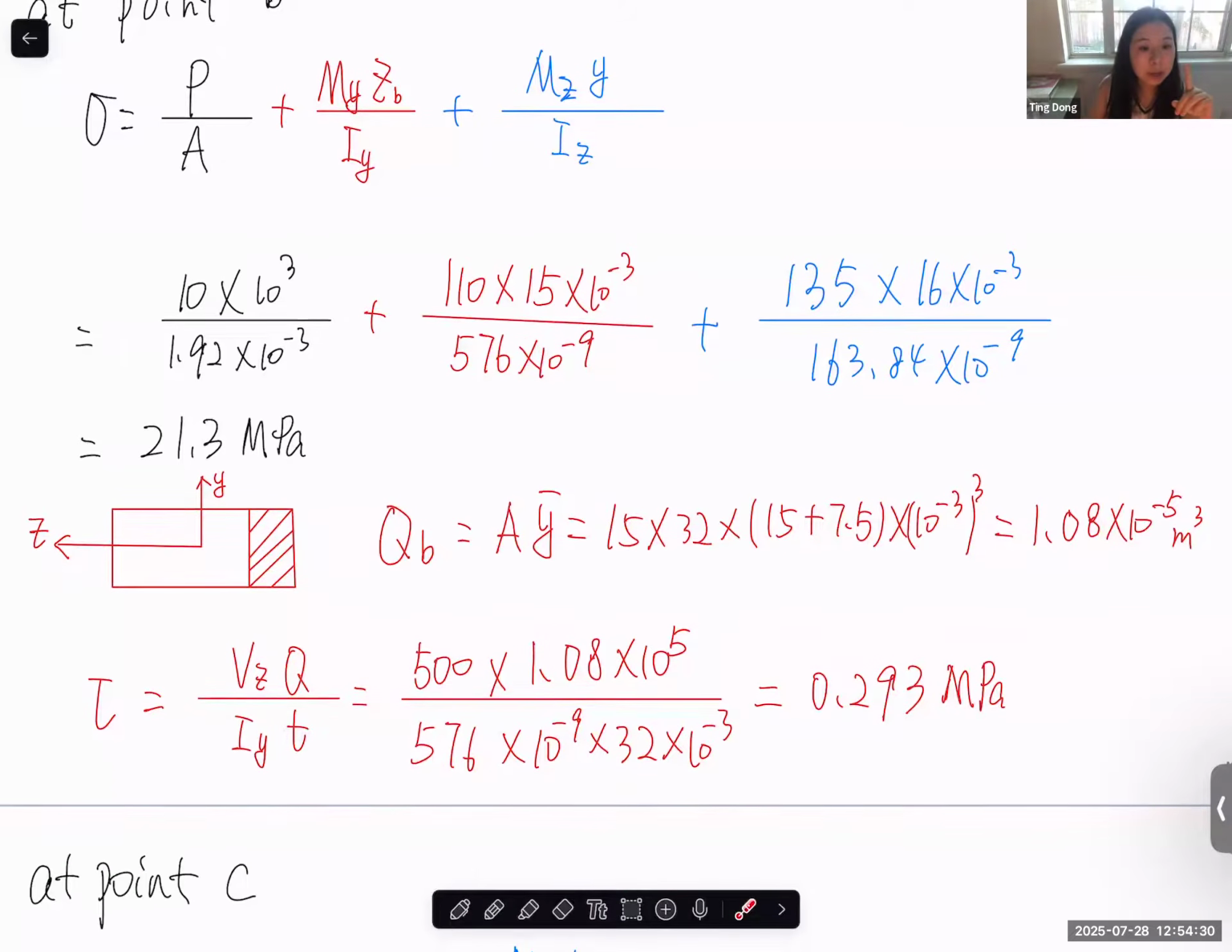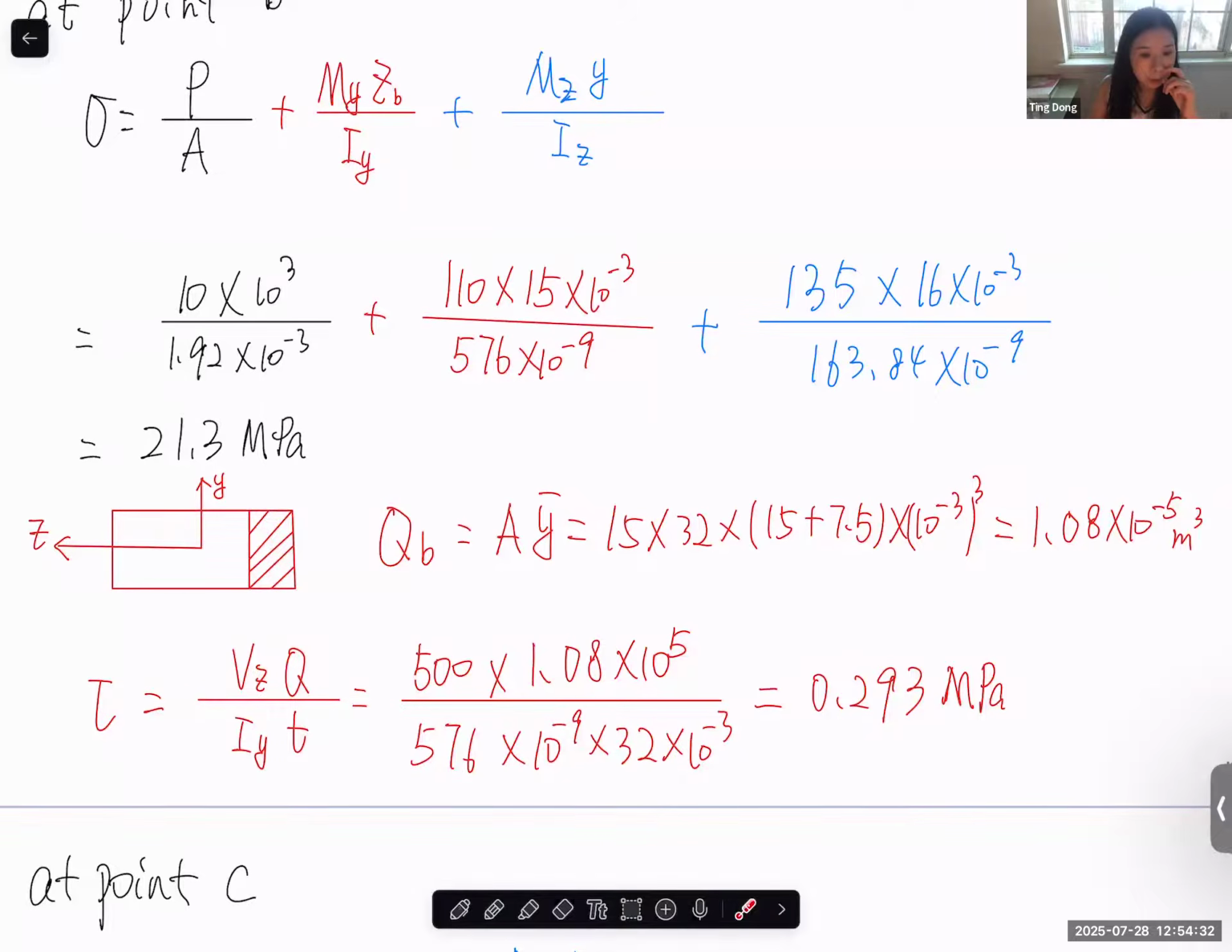So this is the Q calculation, VQ over It. Of course, once we have Q, V is the transverse force in the z direction. I is the moment of inertia about the y-axis. T is this dimension, because if the force is applied in this way, this is the T dimension. Or let's say T, well, it's the same since it's rectangular.